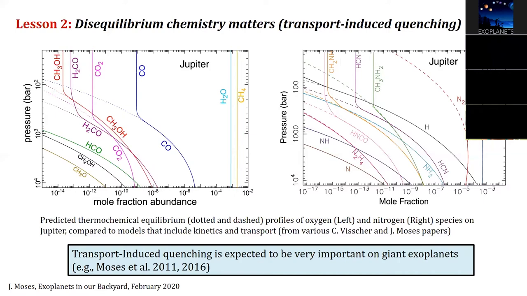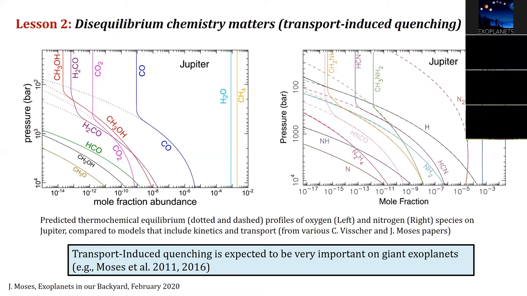The dotted or the dashed are the equilibrium, thermochemical equilibrium predictions. As I said, methane is the dominant carbon species throughout. Water is the dominant oxygen species throughout. There's a lot more CO at depth when the temperatures are high, but in equilibrium, it would drop off significantly with altitude. And so in the regions that you're probing, you don't have much CO, but we do see CO.